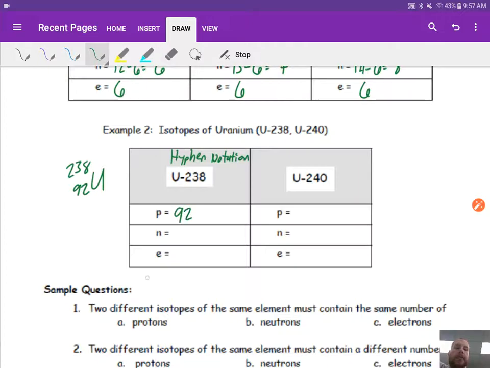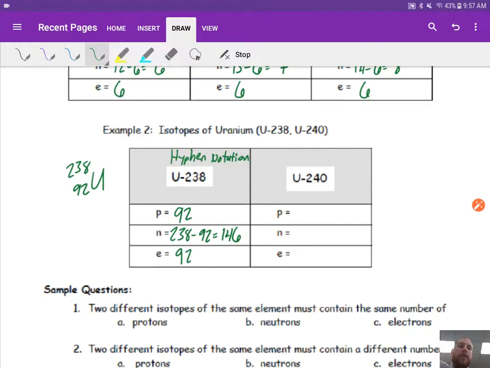All right, protons are 92. Do you see a charge anywhere? No. When you have hyphen notation, guys, they're not going to give you a charge. So it's a neutral atom when it's written in hyphen notation. So that means your electrons are going to be 92. So to figure out the number of neutrons, I take my mass number minus my protons, and I'm left with just the neutrons. So 146 is what you should have had here.